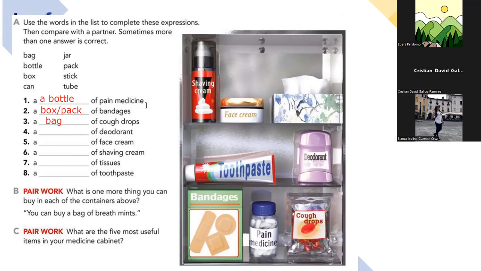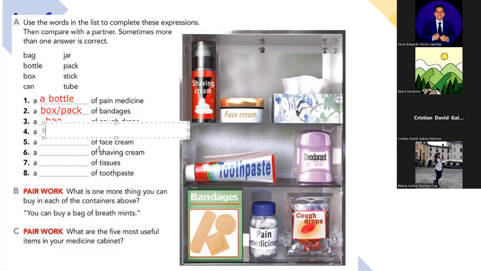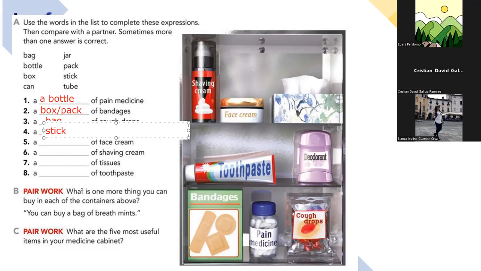What about the other end? What is that one? A tube. I think the appropriate one is stick, right? A stick. So we usually have it like this one, right? Yes, a stick. You see this one? We have a stick here. What about number five? A jar? That is correct. We have a jar of face cream. So you see this container here is a jar of face cream.